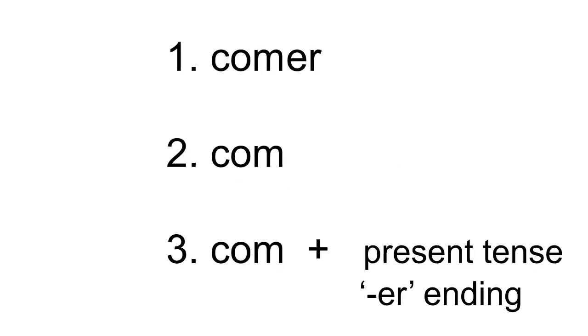Just a reminder, remember the mechanics of conjugating ER verbs in the present tense, regular ER verbs that is. The first thing you do is you start with your infinitive. The second thing is you remove the ER ending, and that will give you your root. So this is the root here for the verb to eat, comer. And in step 3, you take your root and all you have to do is add the present tense ER ending. So remember the ER endings?